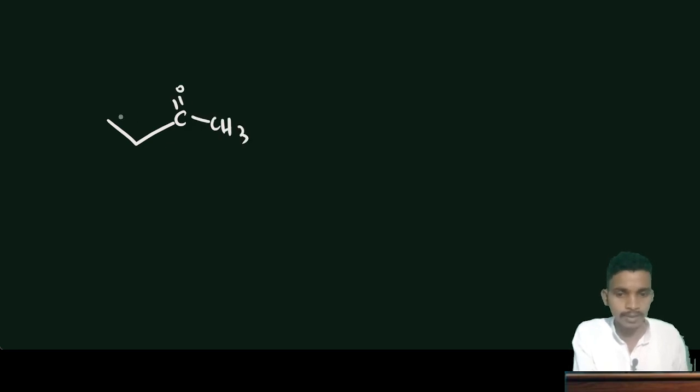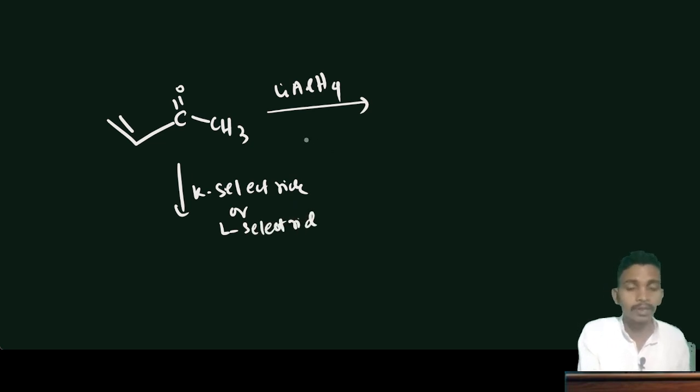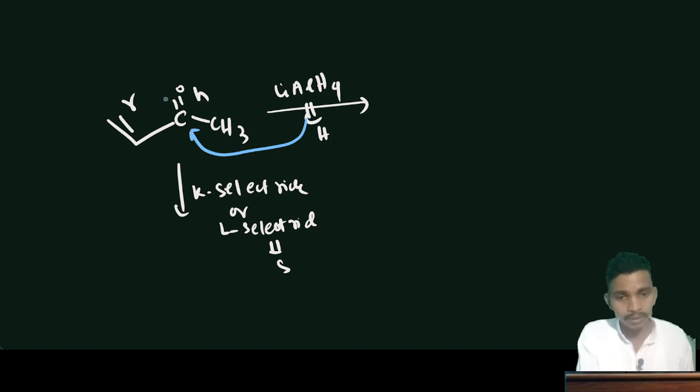Let's say here CH3, and here we are giving LiAlH4, and then K-selectride or L-selectride. In the exam they will simply write K-selectride or L-selectride; they will not write the structure of K-selectride or L-selectride. Now if we give lithium aluminum hydride, then this is hard and this is soft, and this is hard and this is soft, so this hard will attack that hard, and then it will become like this.